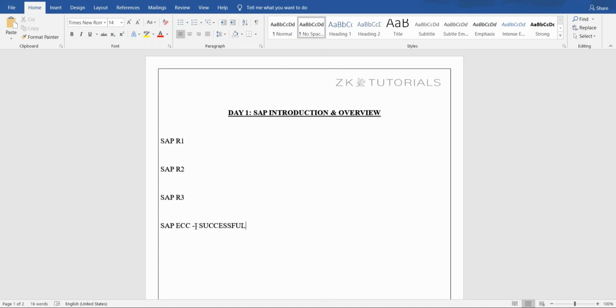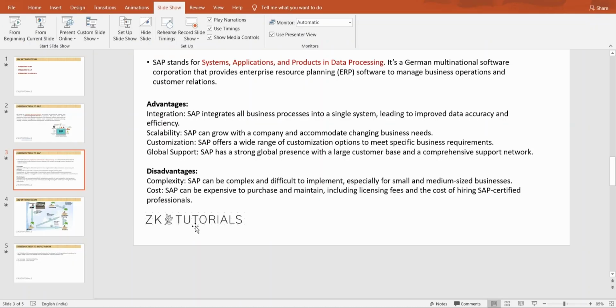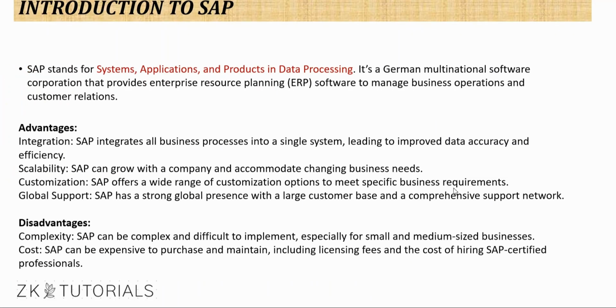It's not about R1, R2 and R3. There is a particular reason why this ECC became very successful. We can see that story later, when we go to the comparison and the architecture, we will discuss all these things. This is how we came here. So coming back here.